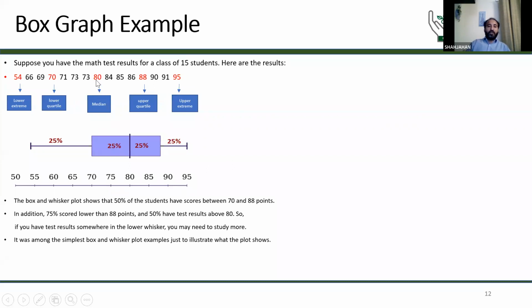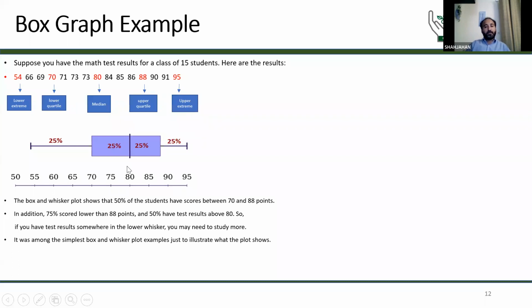And then we will divide the left half and the right half again in half. So here will be the lower quartile at 70, and 54 is the lower extreme. And on the right side, if you come here, this is the upper quartile, 88, and 95 is the upper extreme. So first of all, we should have the data set which we receive from the result of the math student. After that, we will give the values: what is the median, what is the upper quartile, what is the lower quartile, what is the lower extreme, and what is the upper extreme.